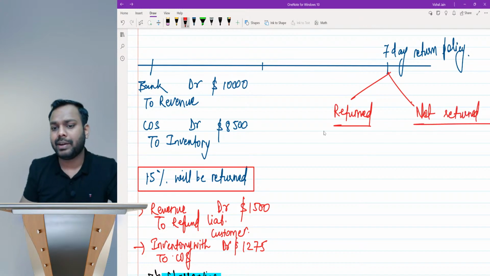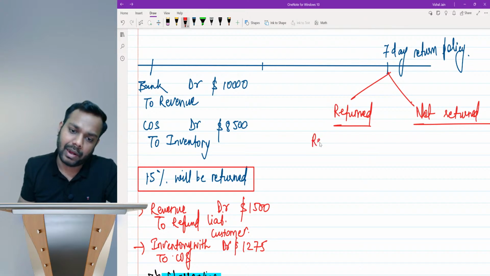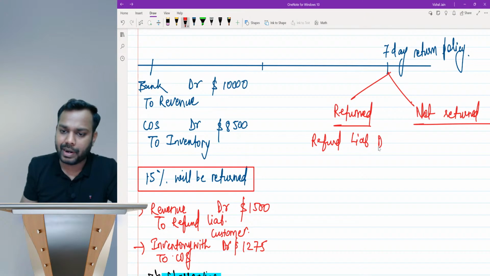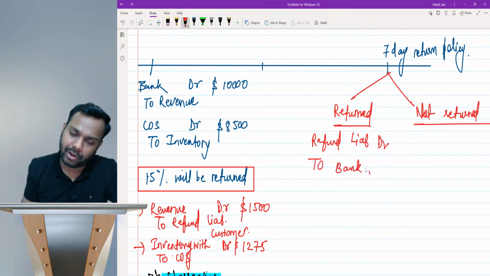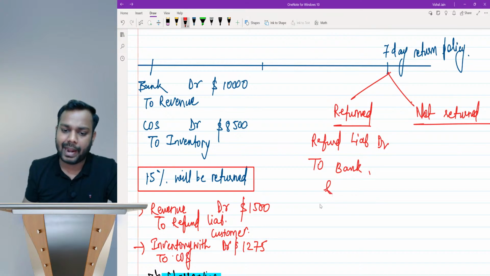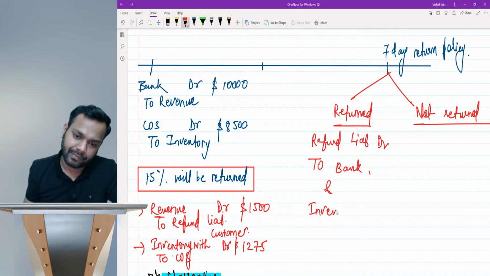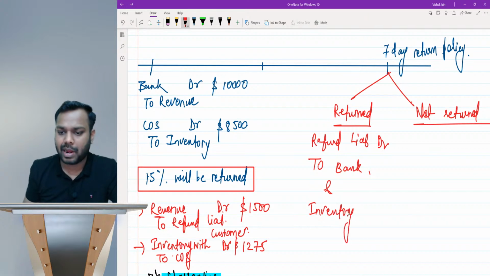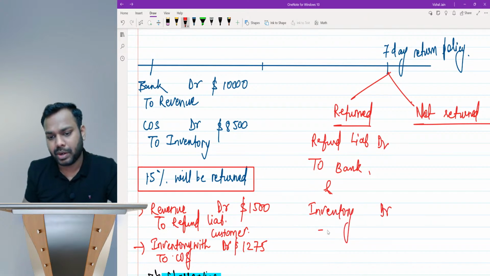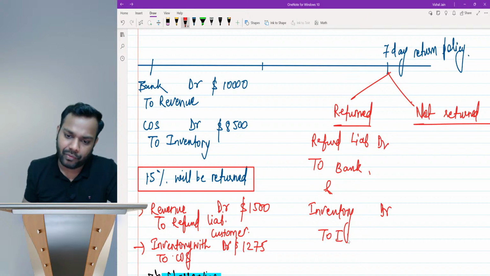If the goods are returned, then what will we do? We'll debit the refund liability account and credit bank, to pay it off. And inventory account debit to inventory with customer account, right?